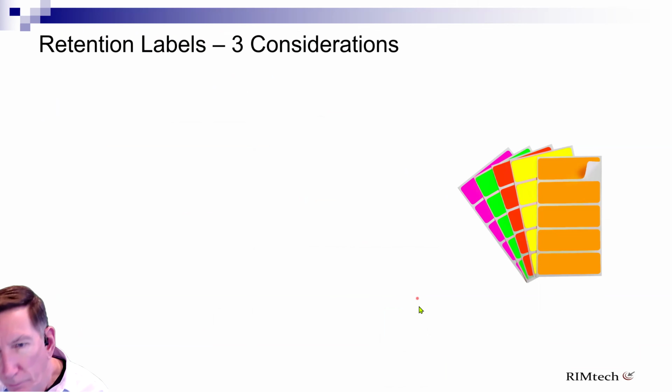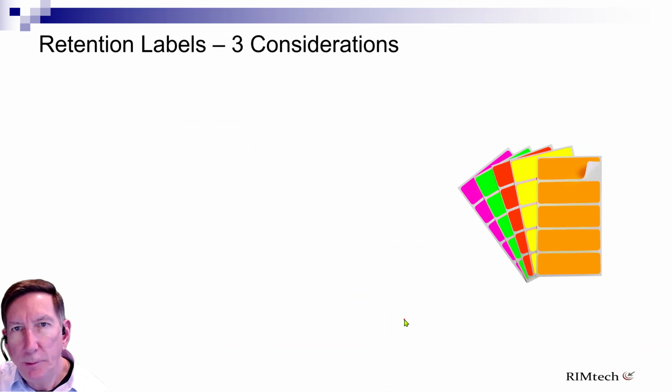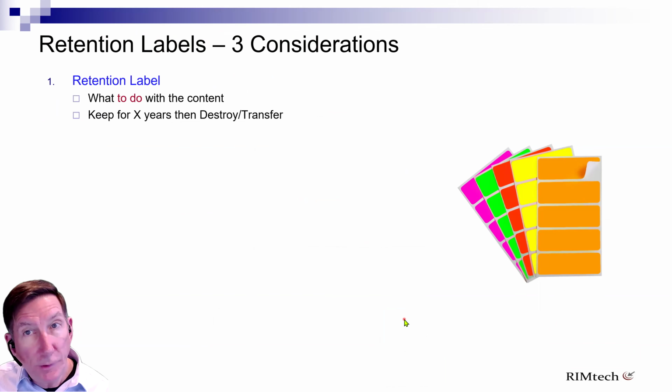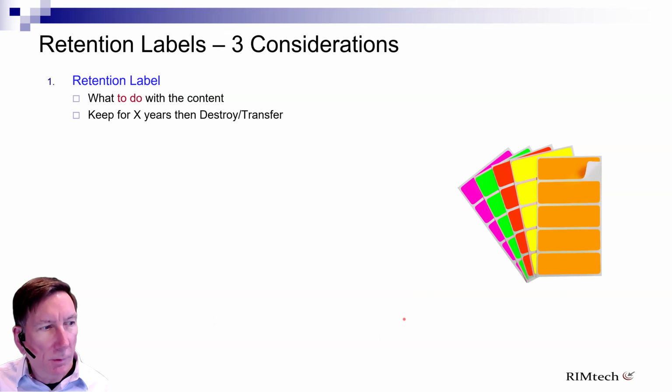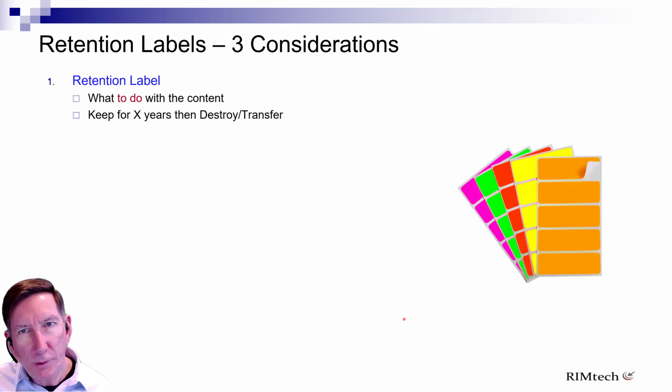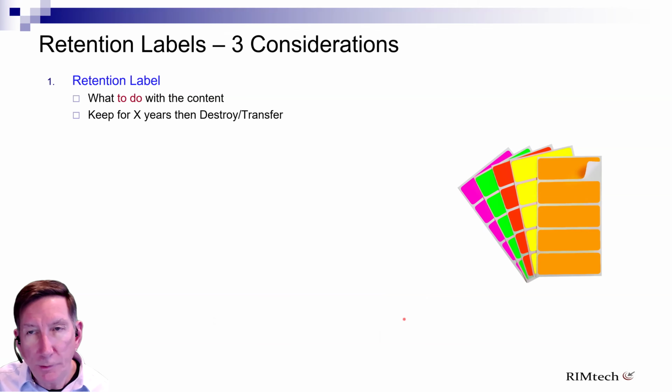Okay, now let's get a little deeper into retention labels. So there are three considerations. The first is the label itself. Pretty simple, it just has three parts: the trigger, the retention period, and the action at the end, which is typically destroy. Now, does Purview have a transfer capability? No. Can you build one? Yes. So it can do a transfer, but it requires custom programming.